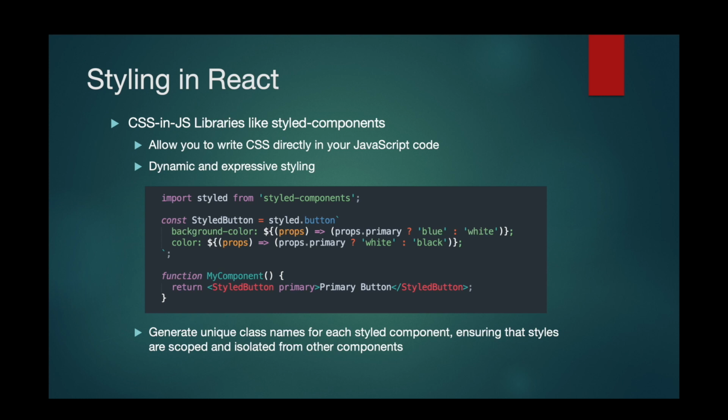Styling in React offers a variety of options to suit different preferences and project requirements. Inline styles provide simplicity and flexibility. CSS modules offer encapsulation and scoping, and CSS in JS libraries like styled-components provide dynamic and expressive styling capabilities. The choice of styling methods depends on factors such as project size, team preference, and desired features.